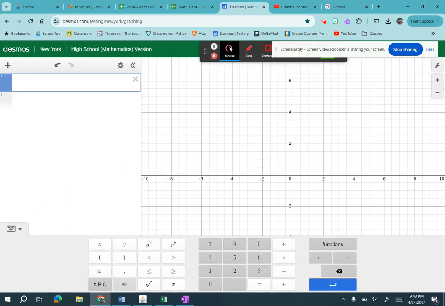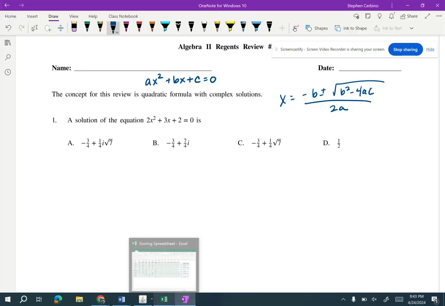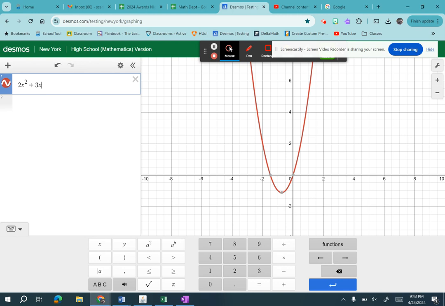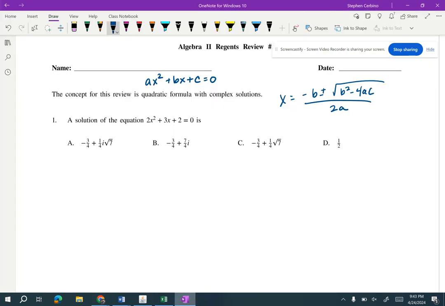Also, if I graph 2x squared plus 3x plus 2, I see that this parabola does not touch the x-axis, meaning it does not have any real zeros. It still has zeros, they're just not real, which means if they're asking for these solutions, these zeros, and it doesn't have i in it, it can't be the answer. I've just eliminated 2 of my 4 choices.